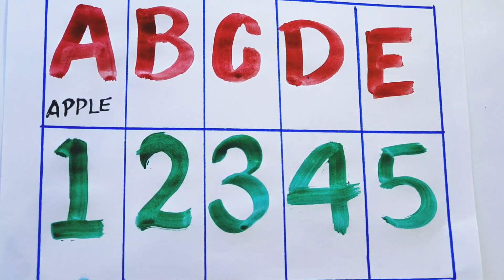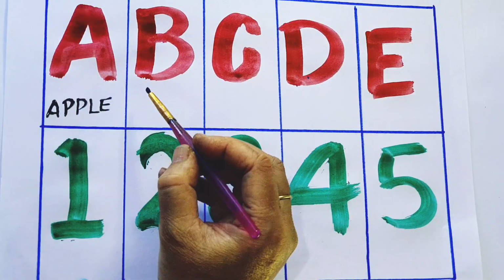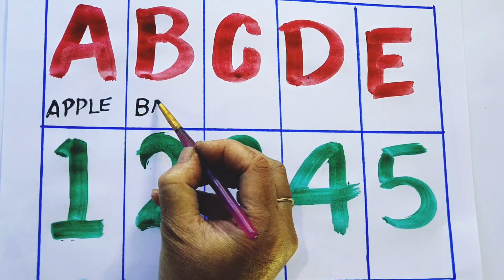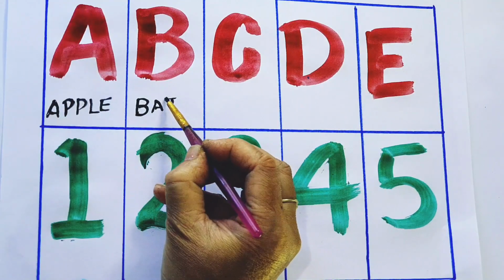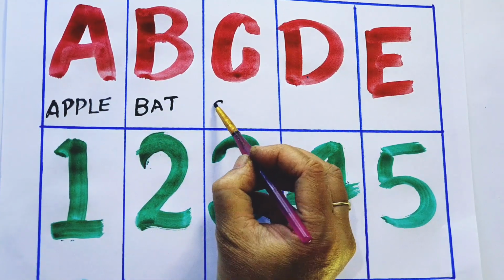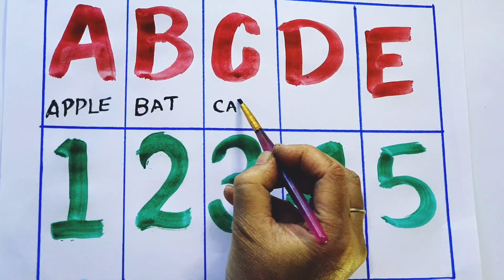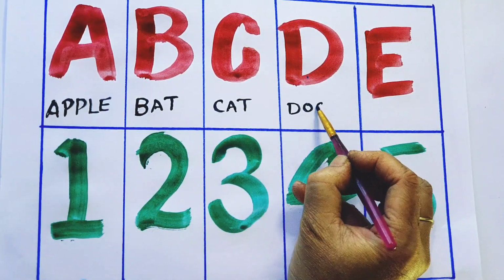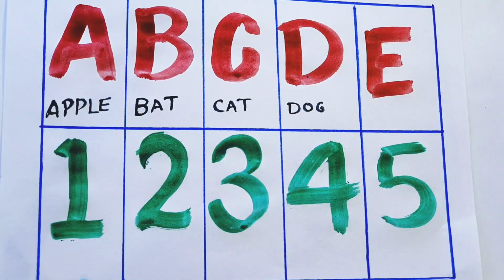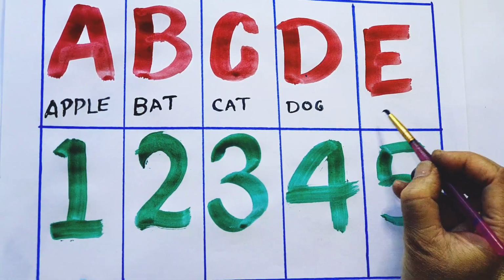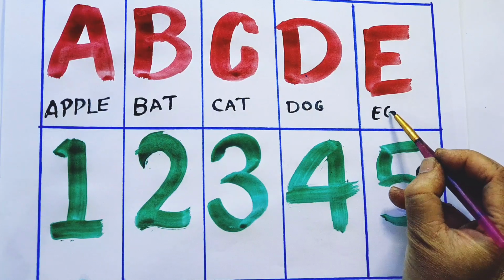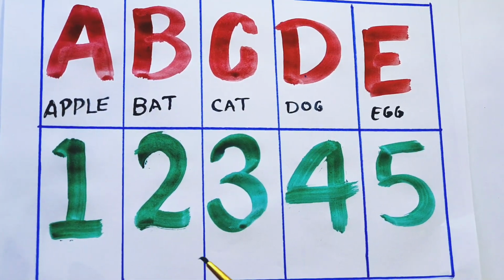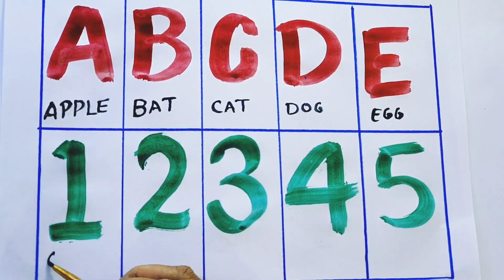A, P, P, L, E, apple. B, A, T, bat. C, A, T, cat. D, O, G, dog. E, G, G, egg.